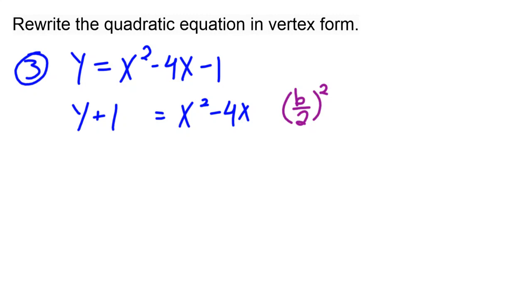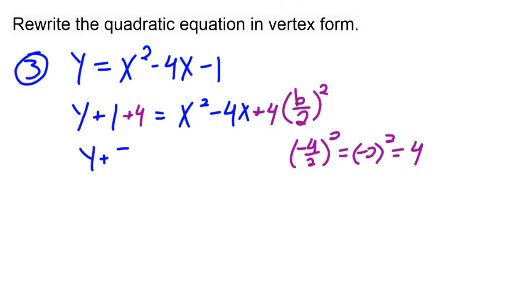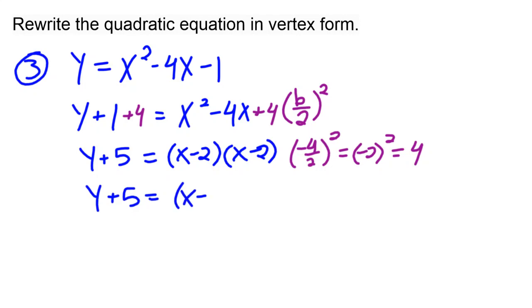Add b divided by 2 squared to both sides of the equation. That's going to be negative 2 squared, which is a positive 4. So we want to add positive 4 to both sides of the equation. If we simplify it, we get y plus 5. And if we factor, we get x minus 2 and x minus 2. We can write that as y plus 5 equals x minus 2 squared.